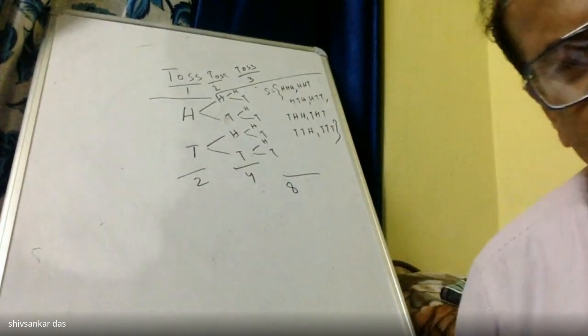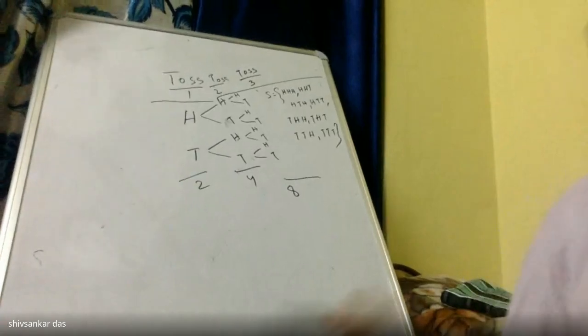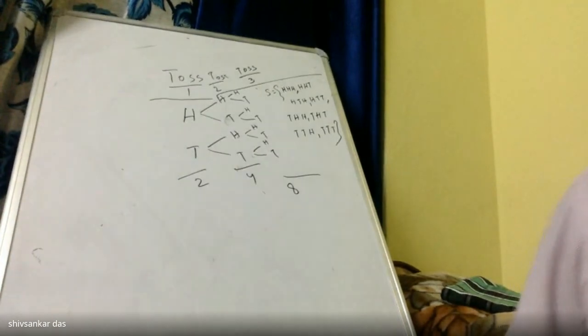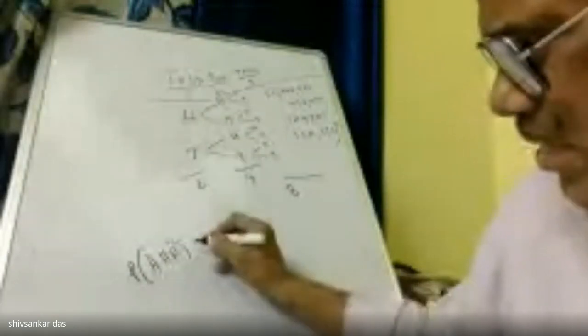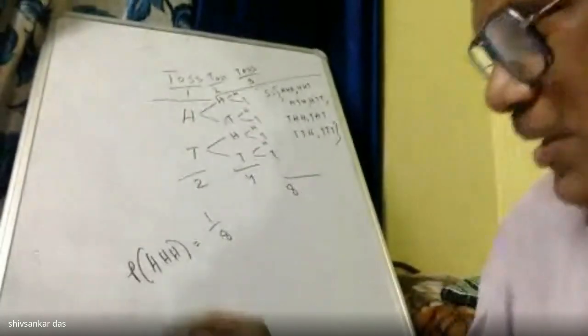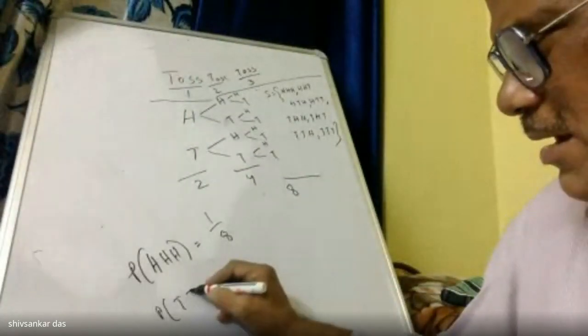Suppose somebody asks, what is the probability of getting all heads? 1 by 8. What is the probability of getting all tails? 1 by 8.